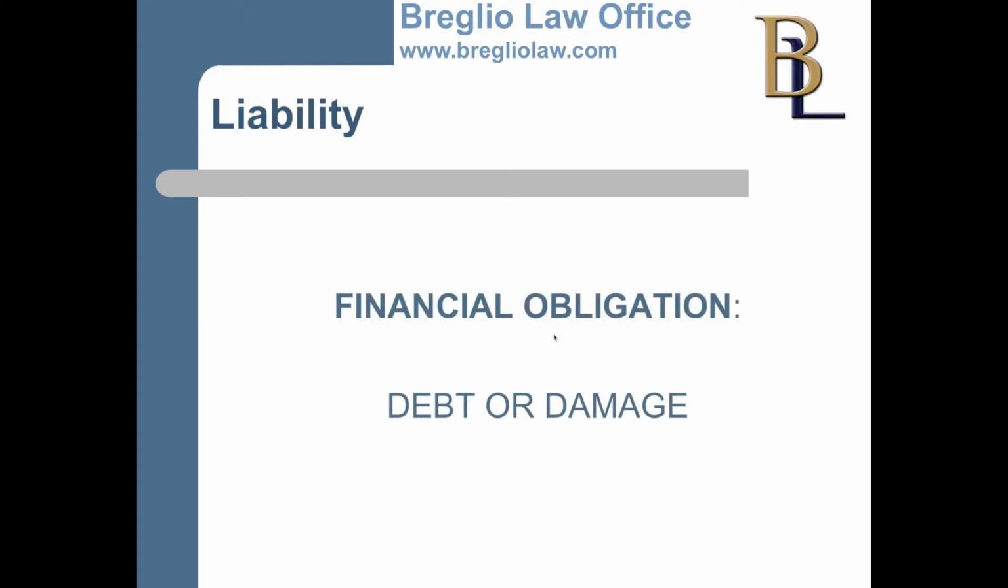A financial obligation. This is a debt or a damage. Debt's pretty easy. You can think of any contractual debt you might have, be it a mortgage. If you take out a mortgage on a home, that is a contractual obligation to make payments or to pay somebody back. That is a debt that you owe. And a damage is any sort of injury that you may cause on somebody else. This could be a traffic accident where you're driving down the road and you hit somebody and you dent their car or hurt somebody. That is a damage.